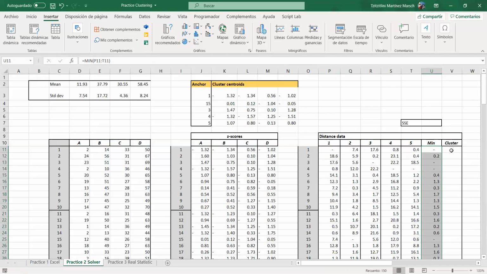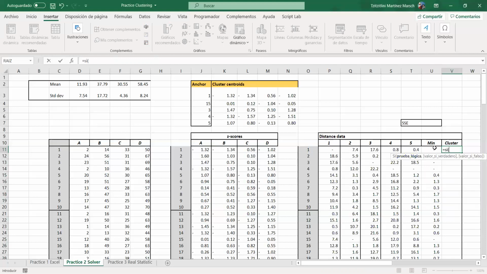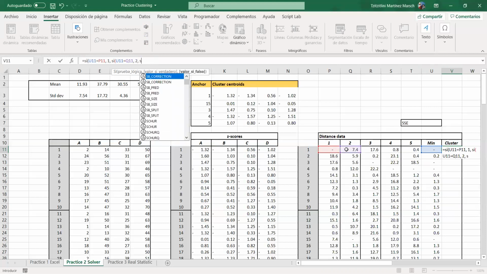And now we do the same. If this number is equal to this number, then it's a 1. Same as this number. This number, oh, it's right here, I wasn't seeing it, is equal to this one, then it's a 2. See if this number is equal to this number, then it's a 3.